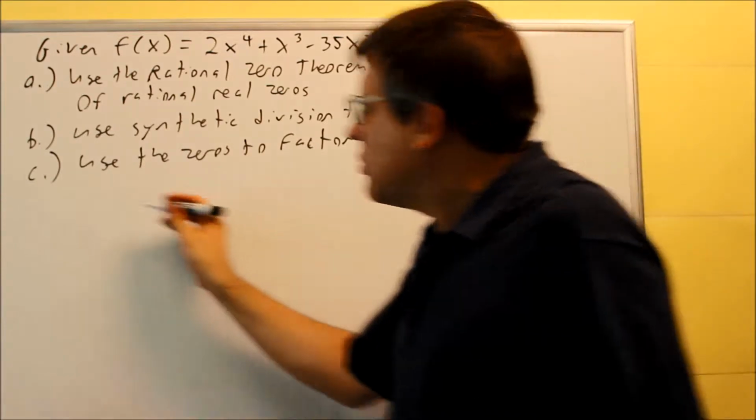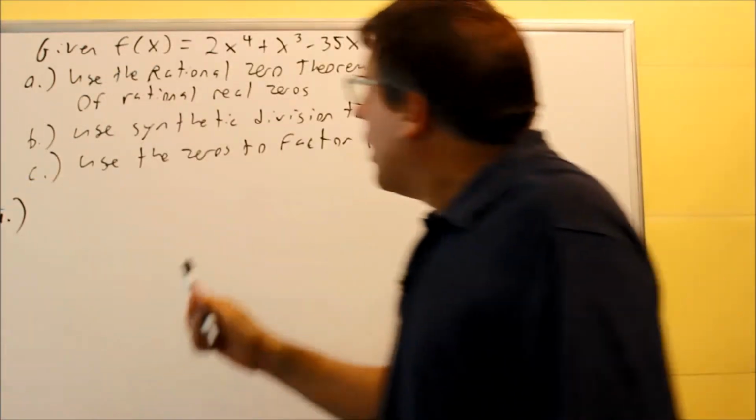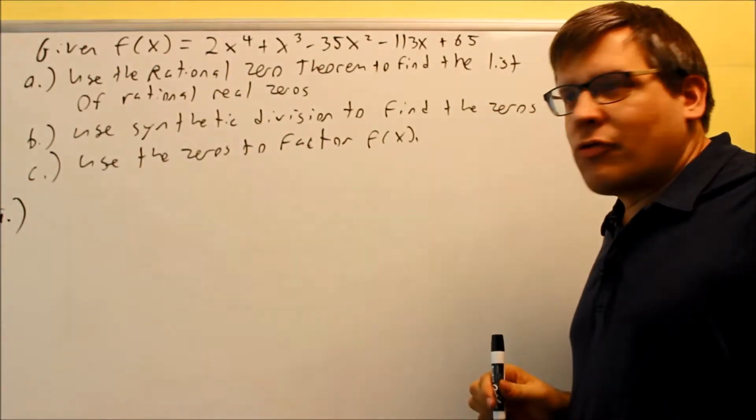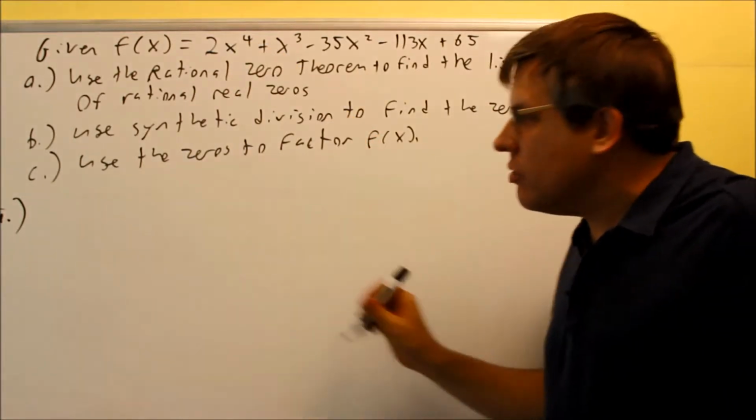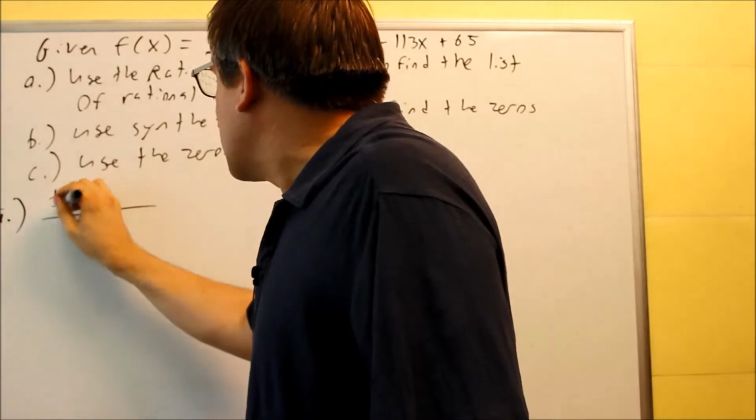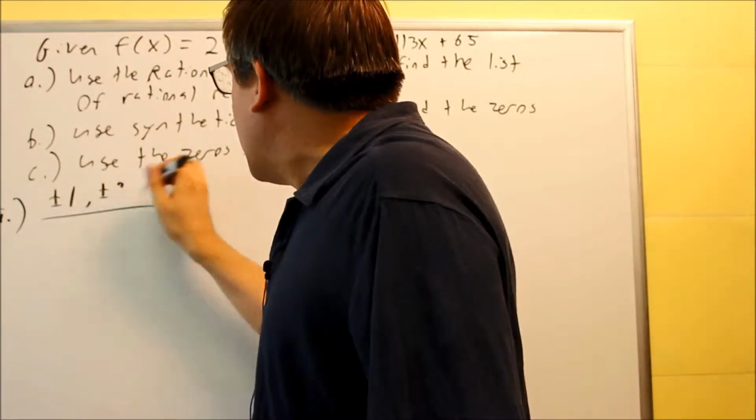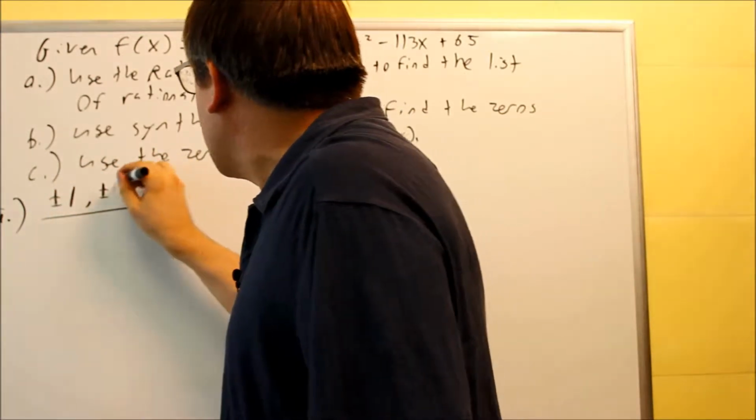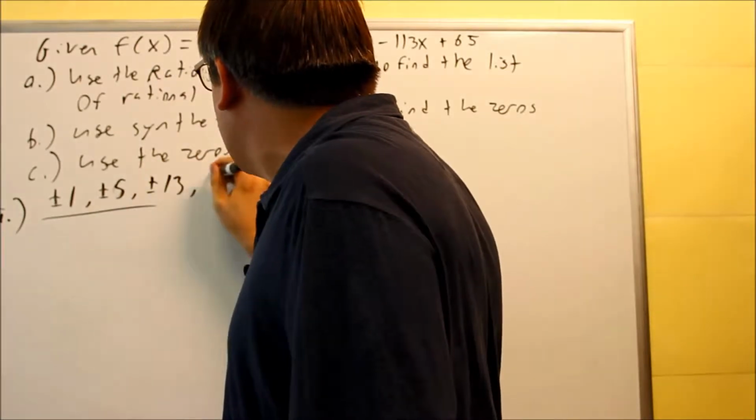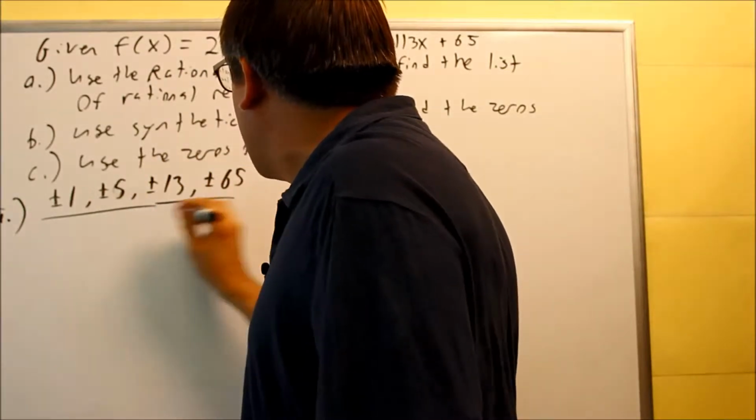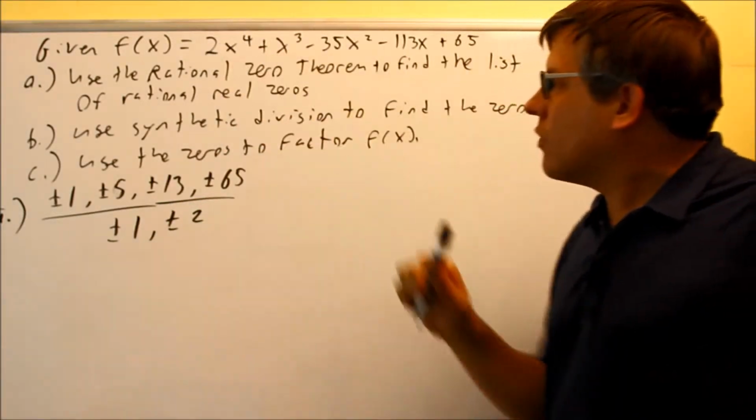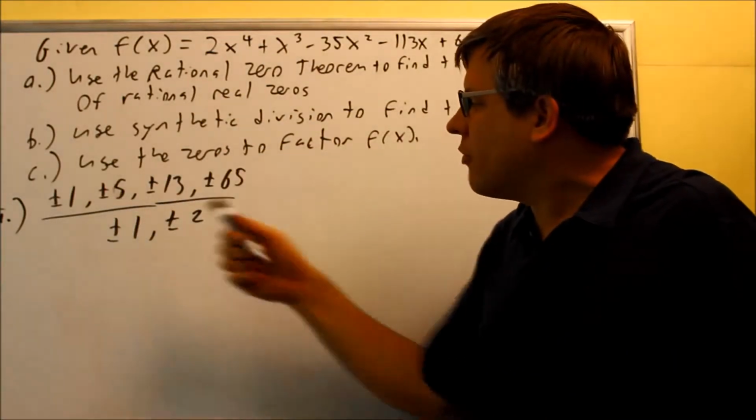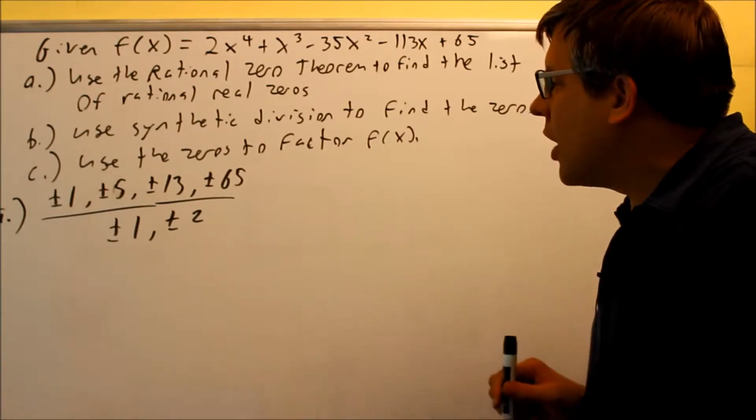Okay, so first for part A, we want to use the rational zero theorem to find the zeros. So we're looking for factors of 65 divided by factors of 2. On top you do factors of 65: plus or minus 1, 5, then 13, and then 65. On the bottom you get plus or minus 1 and plus or minus 2. That's factors of the top number divided by factors of the bottom number.